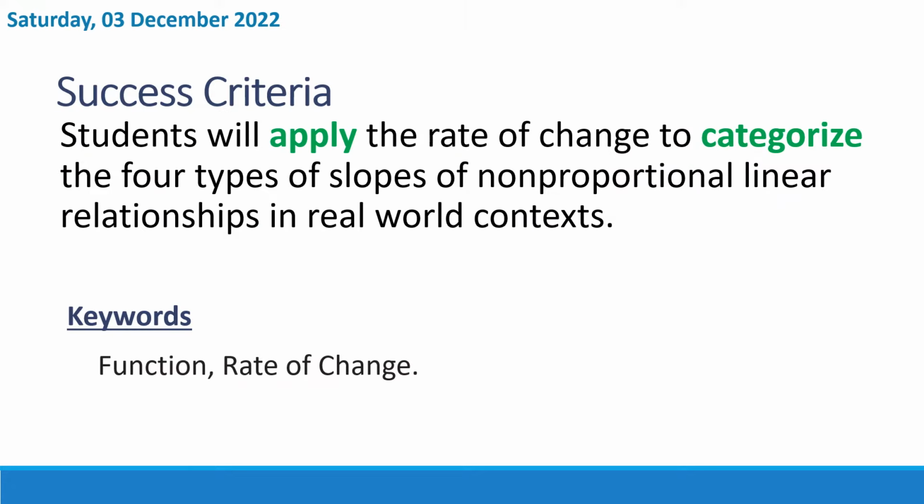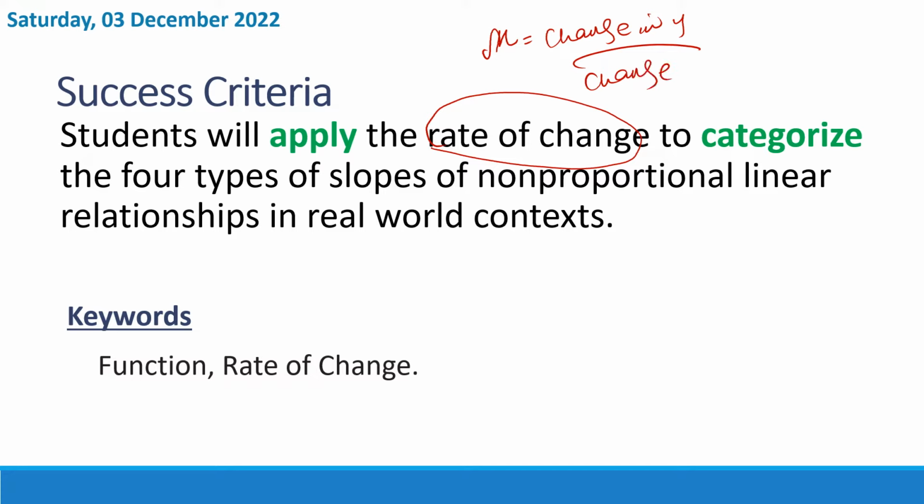Today we will see how we can apply the rate of change to categorize the 4 different types of slopes. Now, rate of change. Whenever we talk about the rate of change, we are talking about the ratio of two things. So in the case of the slope, we are talking about the change in y over the change in x, which means rise over run.